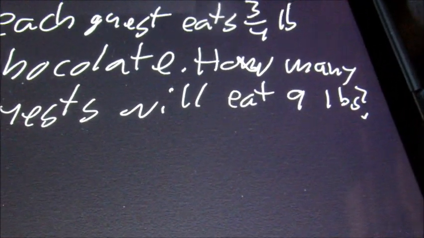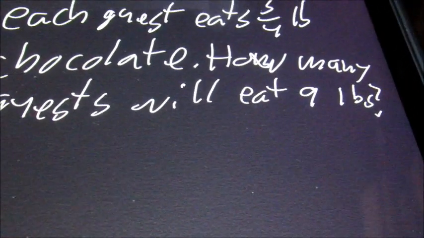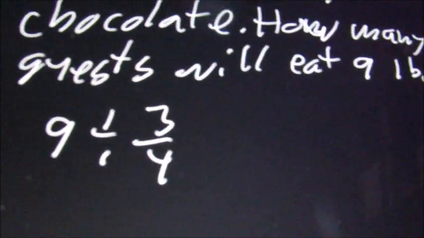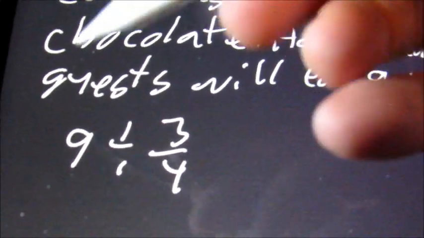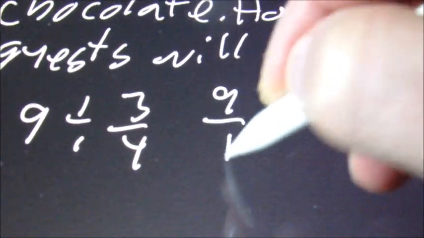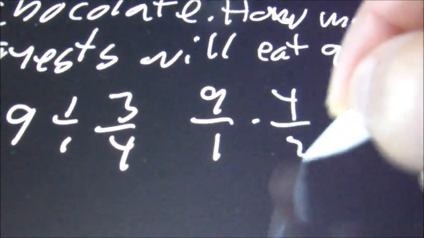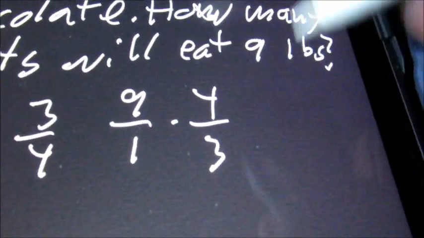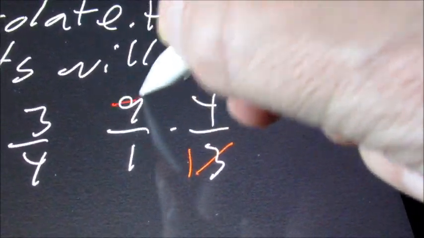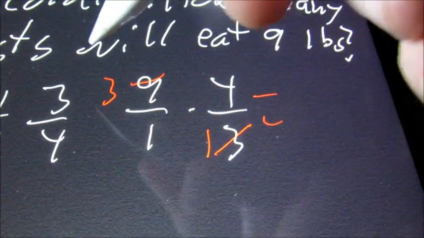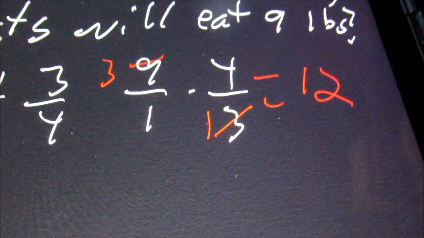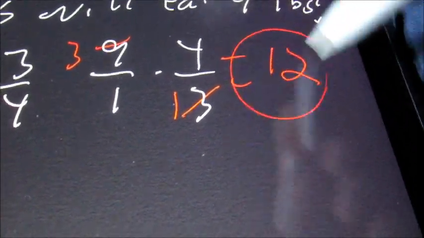pound, and it's times 1 pound. But since we're dividing, we have a total of 9 pounds. So we're going to go 9 divided by 3/4. So now this becomes 9 over 1 times 4 over 3. The 3 and the 9 will divide. This will become a 1. This will become a 3. So now we have 3 times 4 is 12 over 1 times 1, which is just 1. So our answer here will be 12.